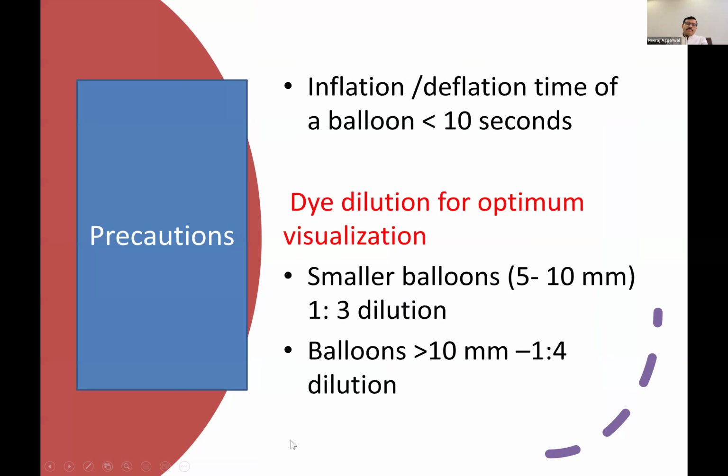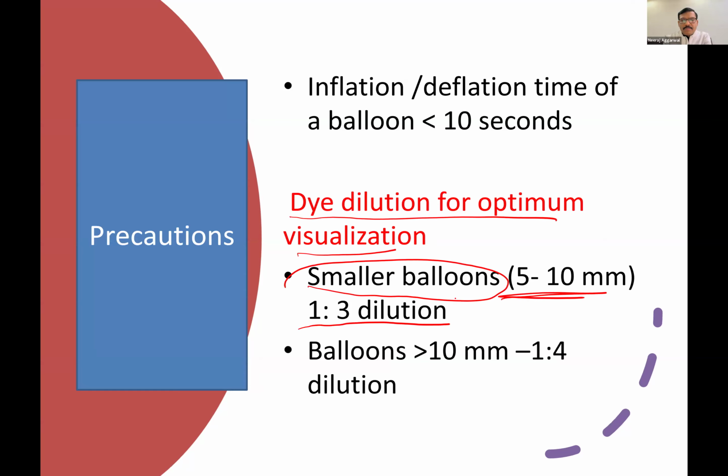Again, inflation and deflation time should be kept at less than 10 seconds for all balloon dilatation. Again, this is the important part. Dilution for optimum visualization: in a smaller balloon, in newborns, when you are using 5 to 10 mm, 1 to 3 is better dilution because the balloon is not seen. Smaller balloons are not seen when you make them 1 to 4 or 1 to 5 dilution. For more than 10 mm, the guideline is 1 to 4 dilution. If they are less than 10 mm, you use 1 to 3 dilution, so that you can see the location of the balloon properly when it is being inflated.